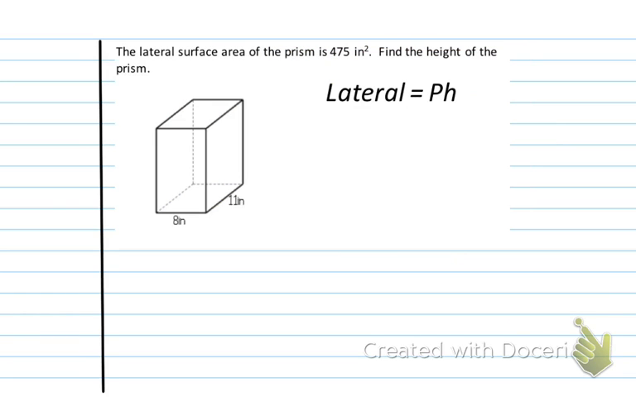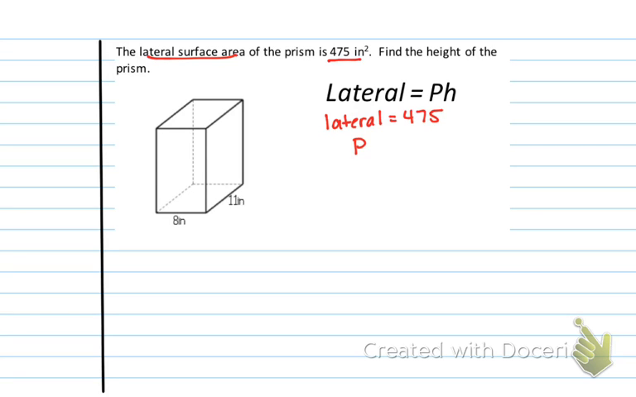Right. Let's do this one where it says the lateral surface area of a prism is 475 inches squared. Find the height of the prism. So here they give us the lateral surface area, and it's 475 inches squared. Okay, so I want to list out everything that I have. The lateral surface area is 475. I know that.